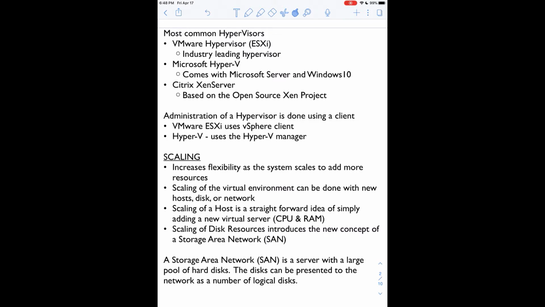When you're administrating your hypervisor, you do this through a client. You don't actually monitor your hypervisor directly. So VMware uses the vSphere client, and Hyper-V uses the Hyper-V Manager.